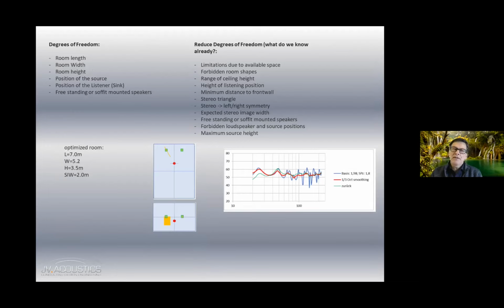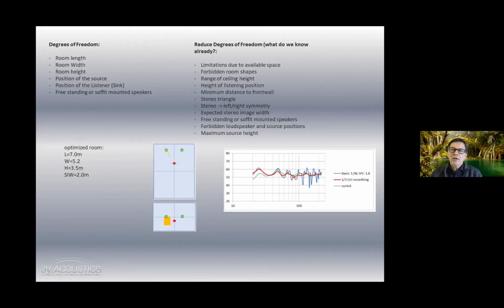The problem is, these are the degrees of freedom: room length, room width, room height, position of the source, position of the listener. Okay, freestanding or soffit mounted speakers, we have to keep this out of the equation for the moment. But those are too many degrees of freedom, so you have some issues with finding a good working room. And in addition to that, you have to stick to the realistic situation.